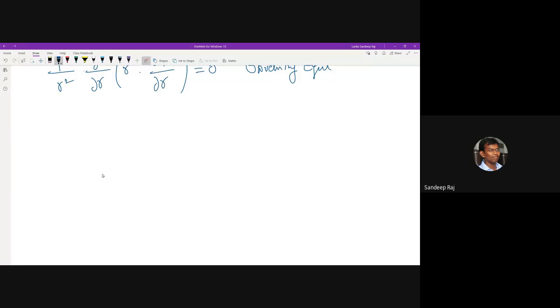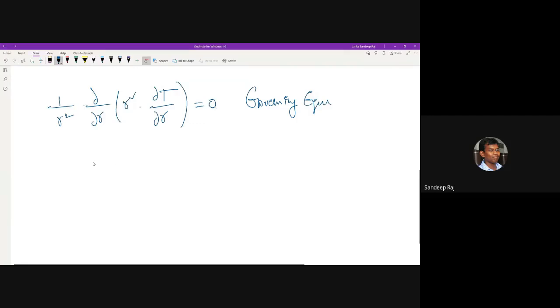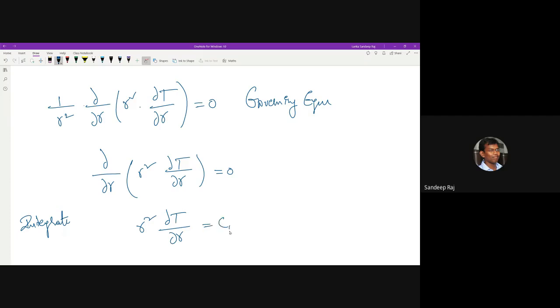Given that this is the governing equation, what to do next? You have to integrate it appropriately. The 1 by r square will go into 0, that need not be taken. So the equation will be dou by dou r of r square into dou T by dou r is equal to 0. Now I'll integrate. When I integrate, r square into dou T by dou r is equal to C1 will be the expression, because if you differentiate this expression, you will get the earlier expression, so if you integrate, the reverse will happen.